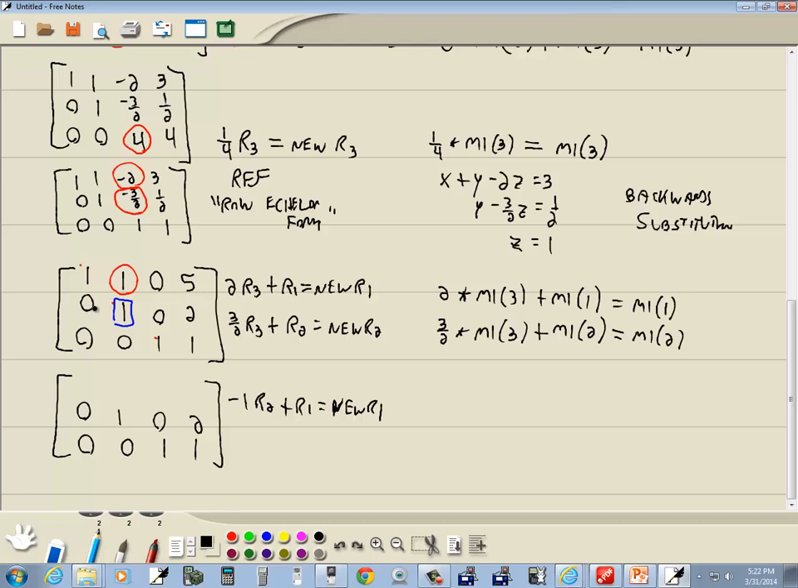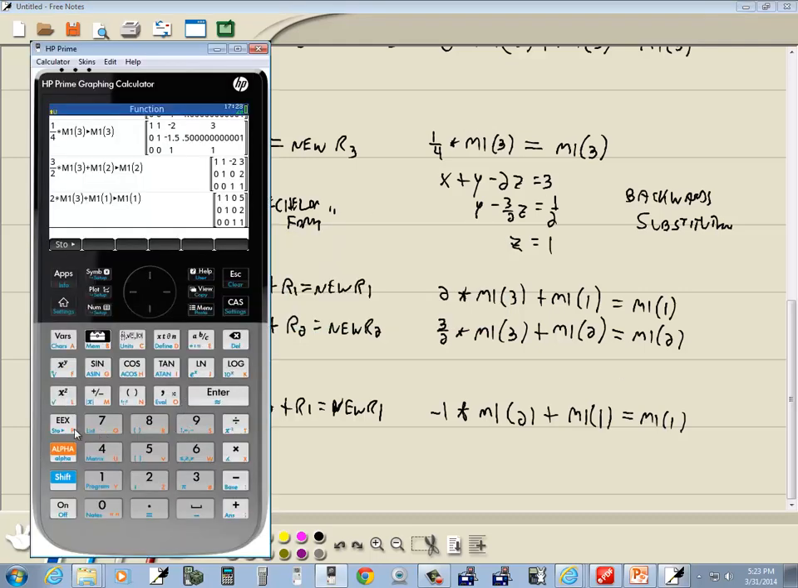Okay. Negative 1 times 0 is 0, plus 1 is 1. Negative 1 times 1 is negative 1, plus 1 is 0. Negative 1 times 0 is 0, plus 0 is 0. Negative 1 times 2 is negative 2, plus 5 is 3. Now, in HP Prime notation, this is negative 1 times row 2 plus row 1 gives us our new row 1. Okay, so negative 1 times row 2. So I'm going to do, let's see, alpha plus minus 1, parentheses 2, right arrow, plus row 1. So alpha plus minus 1, parentheses 1.